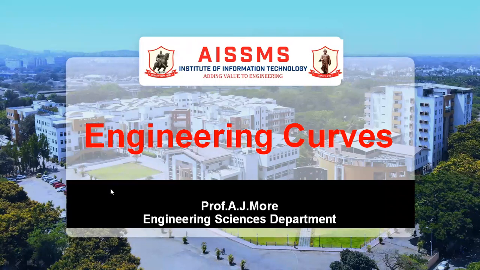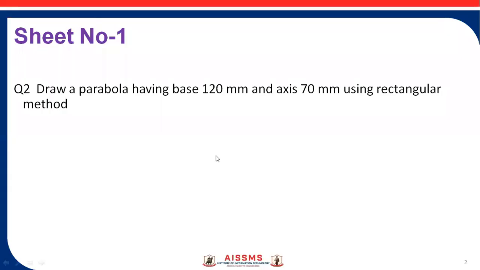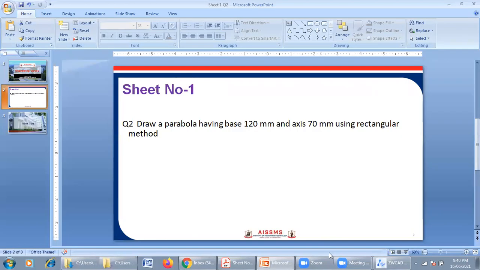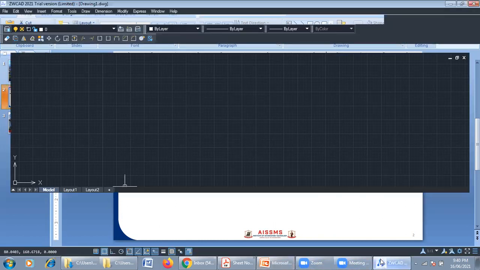Today our session will be hands-on practice on the engineering course by using AutoCAD software. So in the first sheet, we have the second problem. Draw a parabola having base 120 mm and axis 70 mm using the rectangular method. So we are going to draw the rectangle method for the parabola as per the dimensions which are given in the problem.